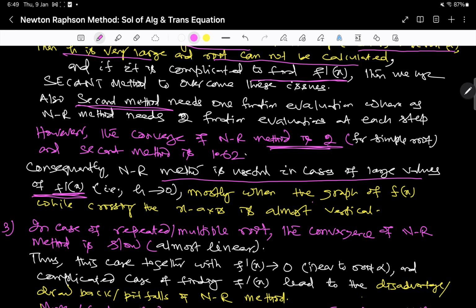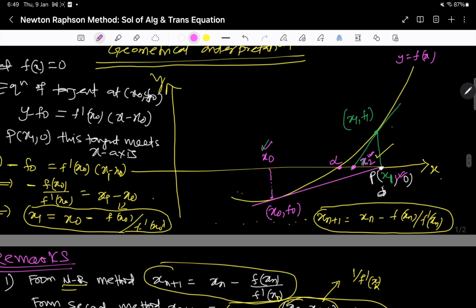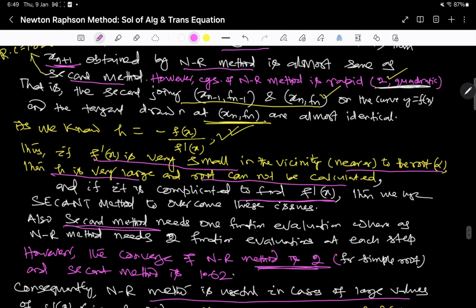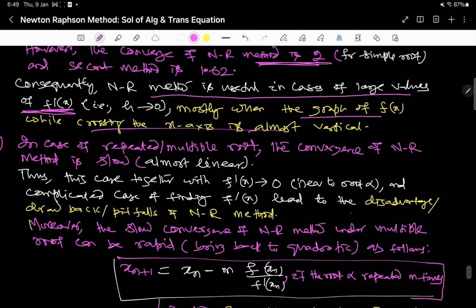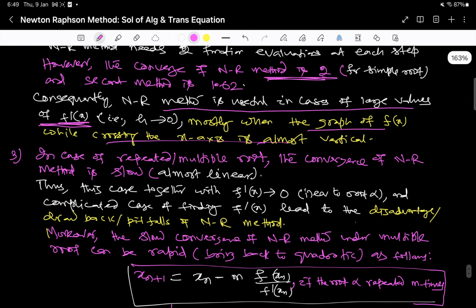That means mostly when the graph of f x crossing the x-axis is almost vertical, this point is almost vertical, right? So next, if the root is a multiple root, a repeated root, then in the case of a repeated root, the convergence of the NR method is linear here. So linear means the convergence is 1 here, right? It is quite slow then.